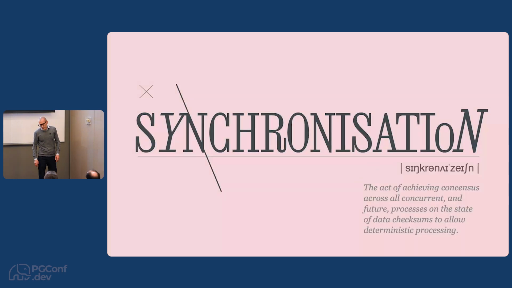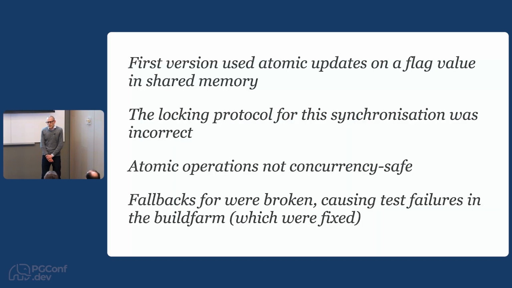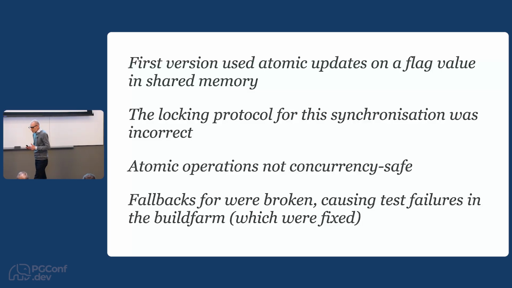So starting with synchronization. The first version of the patch used atomic updates on a flag value in shared memory to synchronize this whole processing. And when you look at it, Postgres is really just a distributed system. You have all these distributed processes that you need to synchronize across. And distributed systems are really hard. And locking protocols for distributed systems are also very hard. And we got it wrong. But it didn't actually matter because the atomic operations were also not concurrency safe. So we couldn't get it right anyway, turns out.